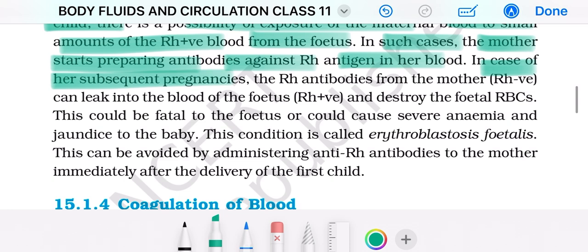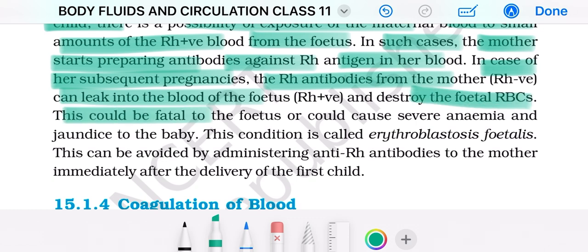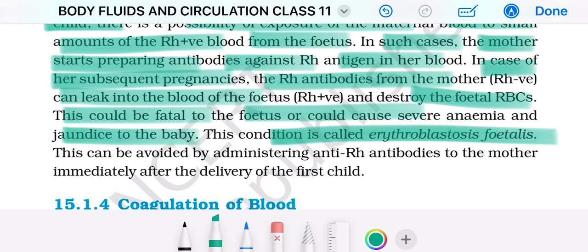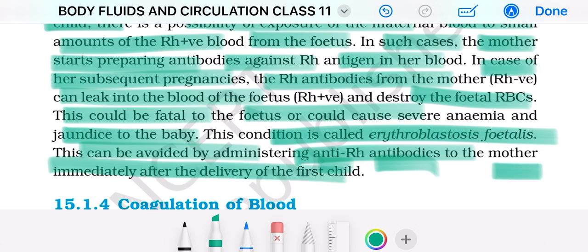In case of her subsequent pregnancy, the Rh antibodies from mother, Rh negative, can leak into the blood of the fetus and destroy the fetal RBCs. This could be fatal to the fetus or could cause severe anemia and jaundice to the baby. This condition is called erythroblastosis fetalis. This can be avoided by administering anti-Rh antibodies to the mother immediately after the delivery of the first child.